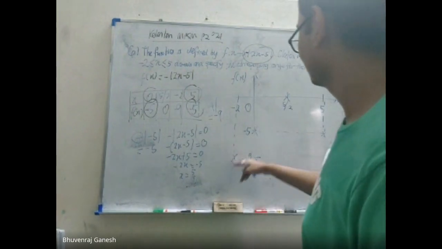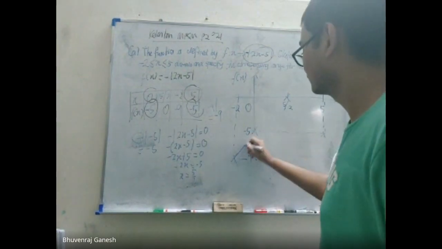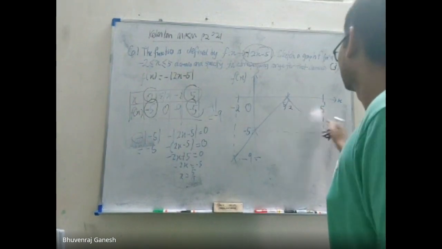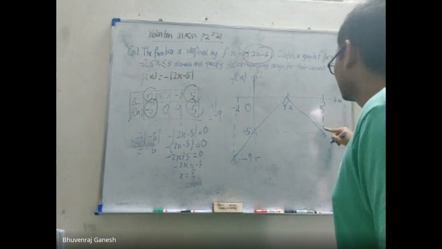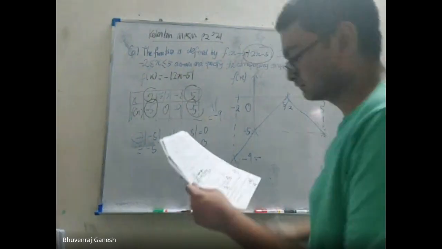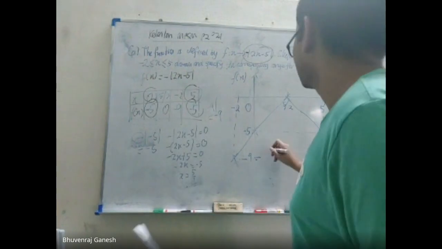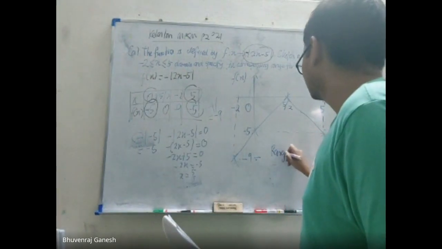So you see the shape? You can form a V shape again, like an inverted Nike tick. It's a very common graph you will see in this chapter. So that's how you draw it. It says sketch a graph and specify the range. So it says range is this part.